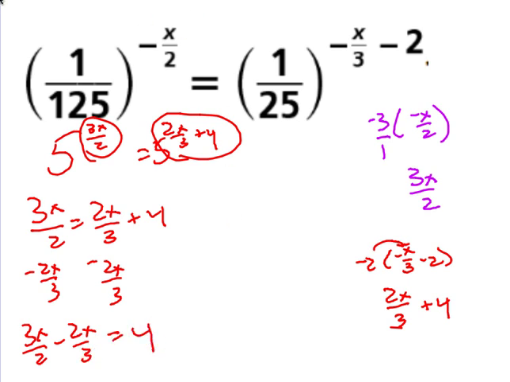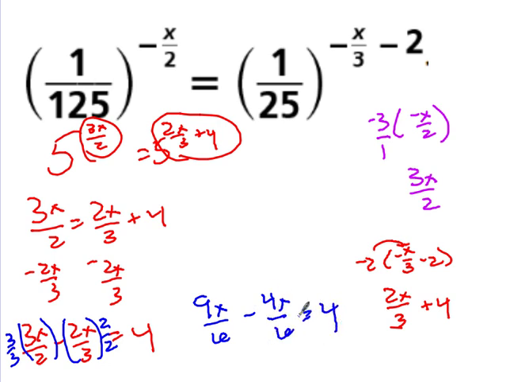Now I can solve and get my common denominator. So if I multiply this whole bad boy by 3 over 3, and then I can multiply this whole equation by 2 over 2, and that'll give my common denominator. So it's really 9x over 6 minus 4x over 6 equals 4. That's going to give me 5x over 6 equals 4, which means I can multiply by 6 over 5.